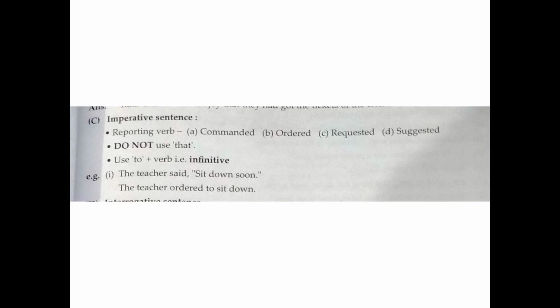And the next type is the imperative sentence. There are four types of imperative sentences: command, order, request, and suggestion. When we observe the sentence, we can find out what type of sentence it is: a command, order, request, or suggestion. According to that, we can use the words commanded, ordered, requested, or suggested. And it is a most important thing that we will not use that here. Instead of that, we will use to plus verb, that is the infinitive, while converting from direct to indirect.